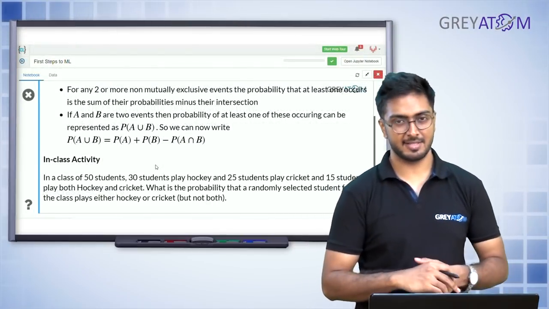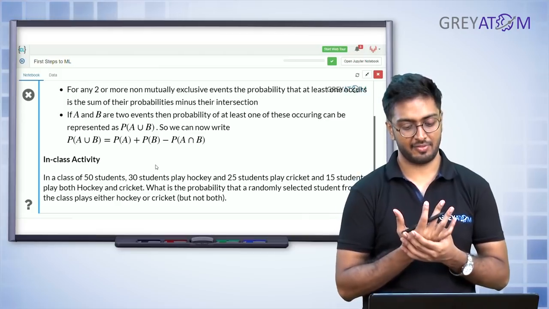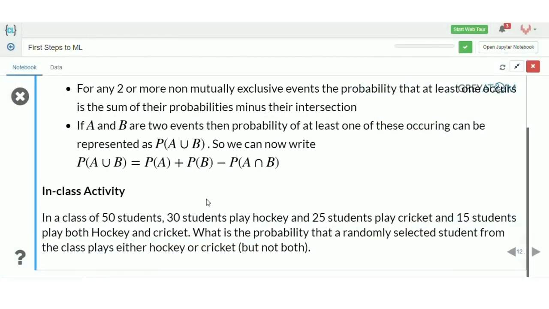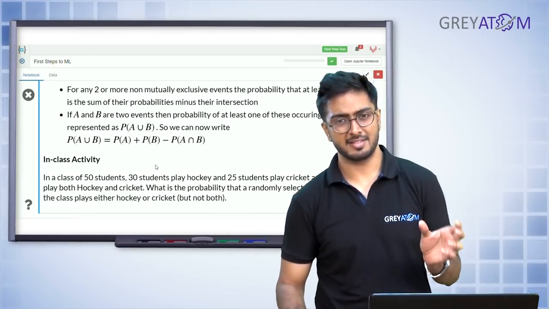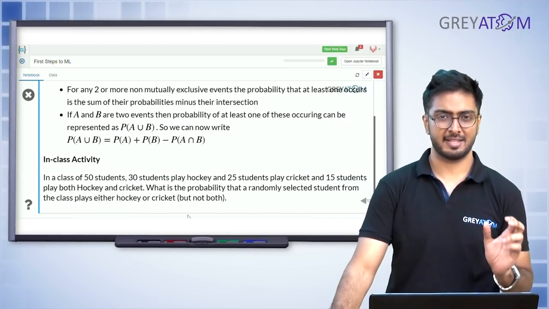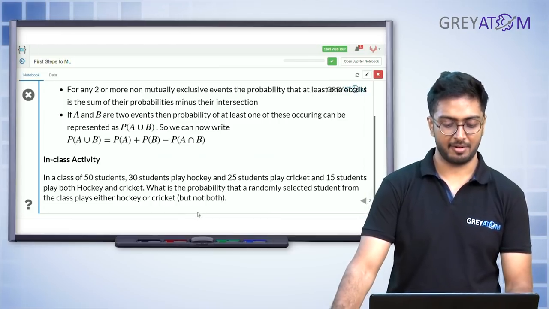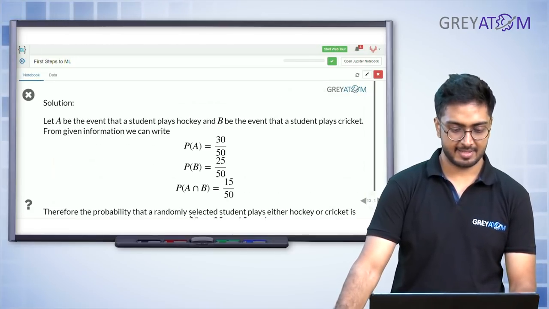So now let's do this class activity. In a class of 50 students, let's say 30 students play hockey, 25 students play cricket, and 15 students play both hockey and cricket. What is the probability that a randomly selected student from the class plays either hockey or cricket, but not both, right? So we are concerned about the probability that someone plays either hockey or cricket, but not both. Now let's look at this.